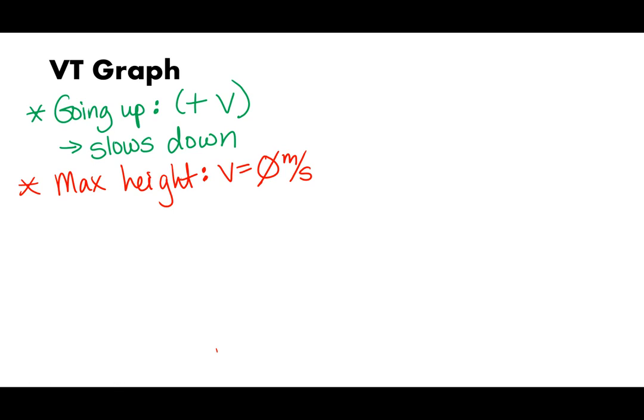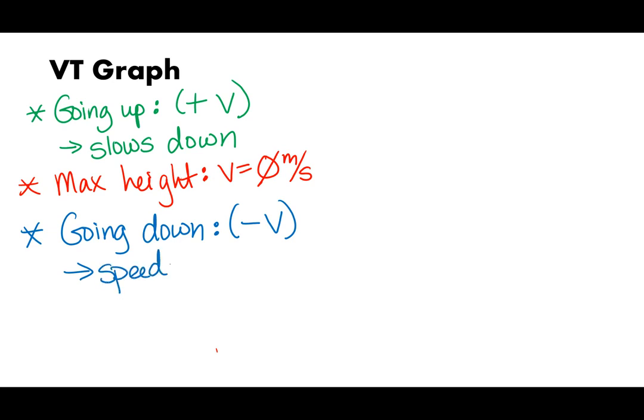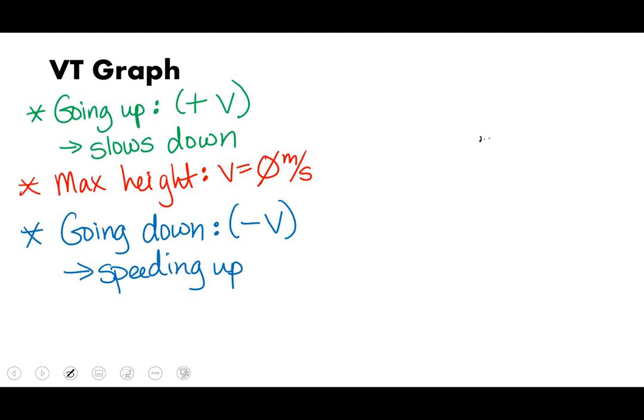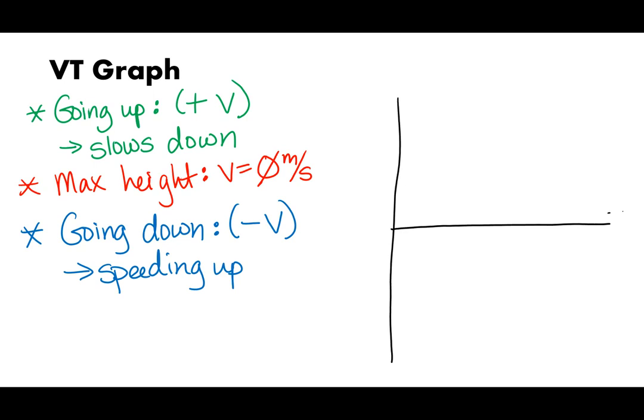Then it starts going down. Well, down means negative velocities. And as it goes down, it is speeding up, getting faster. All right, here we go. We need positive velocity space and negative velocity space. Therefore, our 0 is going to be here in the middle. There's time, and here's velocity. These are positive velocities, and these are negative velocities.